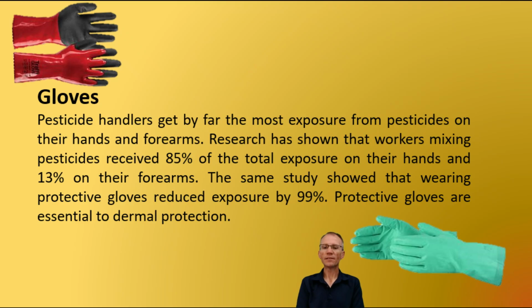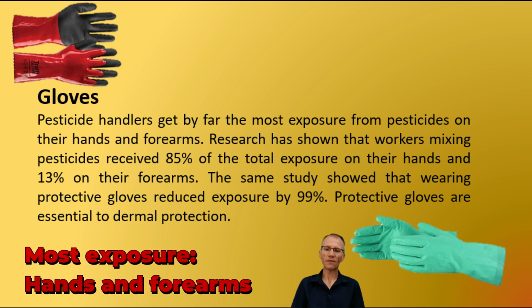Let's talk about gloves. Pesticide handlers get by far the most exposure from pesticides on their hands and forearms. Research has shown that workers mixing pesticides received 85% of the total exposure on their hands and 13% on their forearms. The same study showed that wearing protective gloves reduced exposure by 99%. Protective gloves are essential to dermal protection. This is a great point. By far the most common area for pesticide exposure is going to be the hands and forearms. We need to make sure we're wearing these gloves.